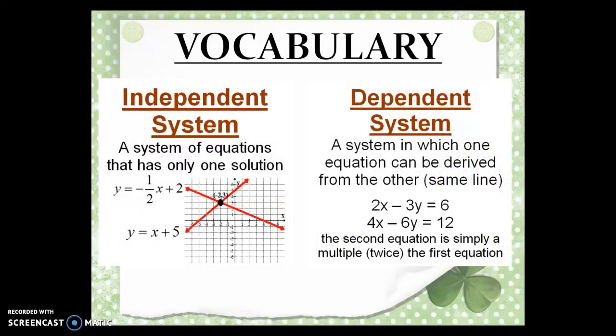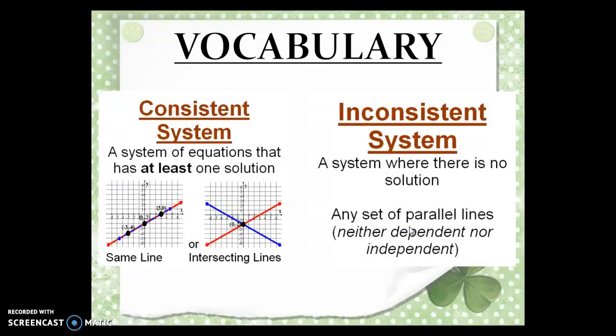Independent system is a system of equations that has only one solution. Dependent can have more than one solution. Consistent system is if it crosses at least once. Inconsistent is if it never crosses at all.